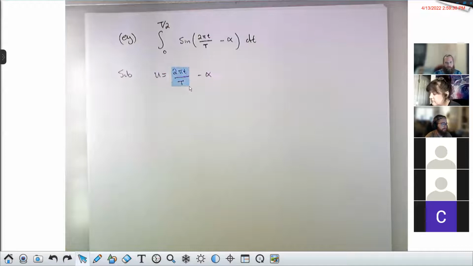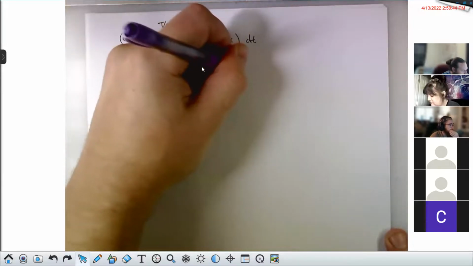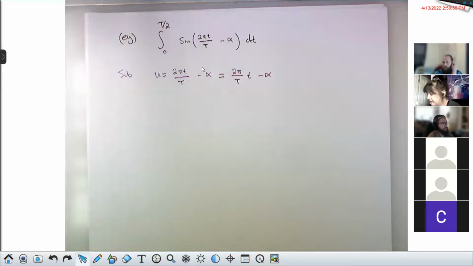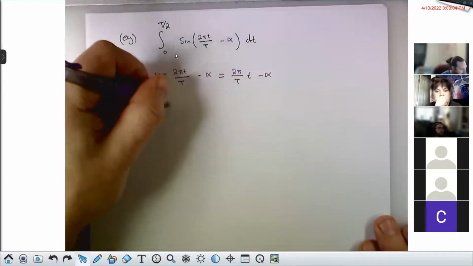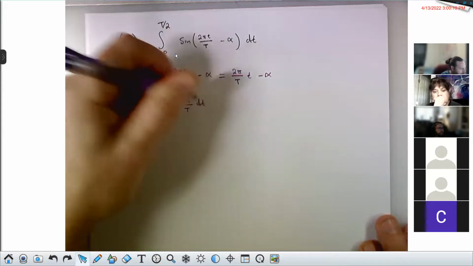Taking the differential here looks like it might be hard, scary, whatever, but it's really not because the capital T is a constant. I'm going to take up some extra space here to write this as 2 pi over capital T times little t minus alpha. Remember, we can always do this. Having something multiplied upstairs is the same as having that thing multiplied outside the fraction. So now this is just looking like a constant times t minus a constant. So du is just 2 pi over cap T dt.